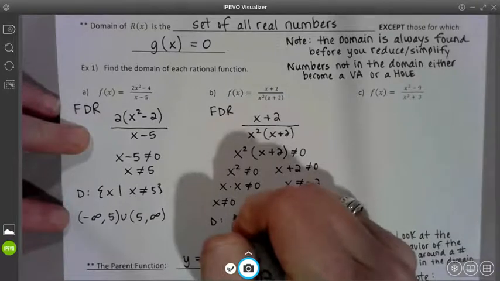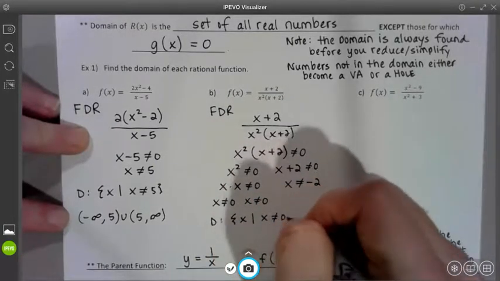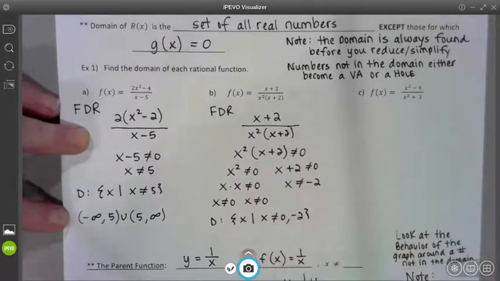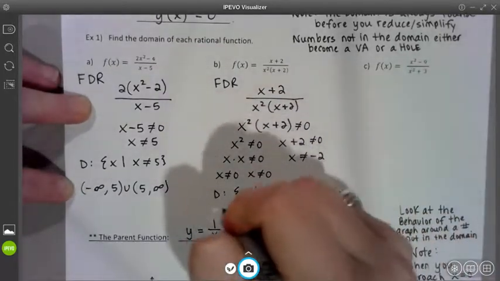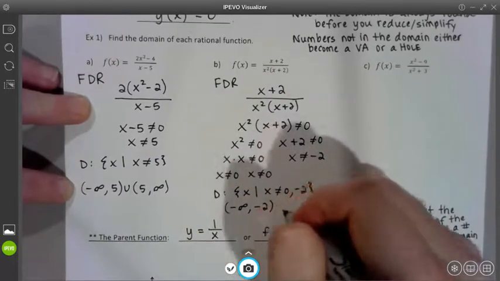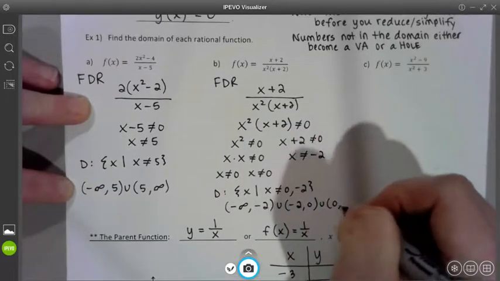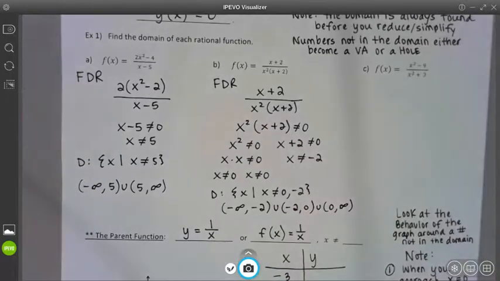All right, so the domain is the set of x values such that x cannot equal 0 or -2. You can just put them in a list as a set, or you could say any number from -infinity to -2, union from -2 to 0, union from 0 to infinity. Those are all the numbers that would be allowed to be in the domain of this function.